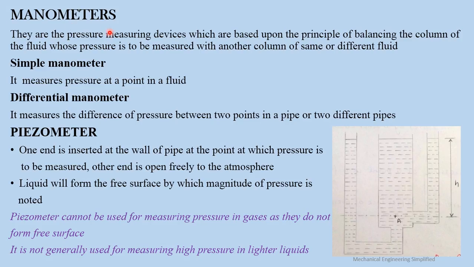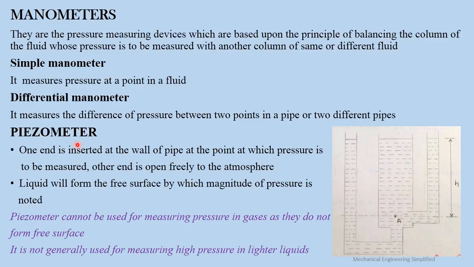What is a manometer? This is the definition, and you can write it down if you want. These are pressure measuring devices based upon the principle of balancing the column of fluid whose pressure is to be measured with another column of the same or a different fluid. This is what I told you earlier. Then what is a simple manometer? It measures the pressure at a point in a fluid. And the differential manometer measures the difference of pressure between two points in a pipe or in two different pipes.